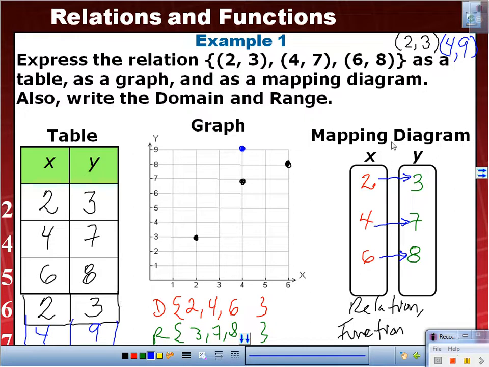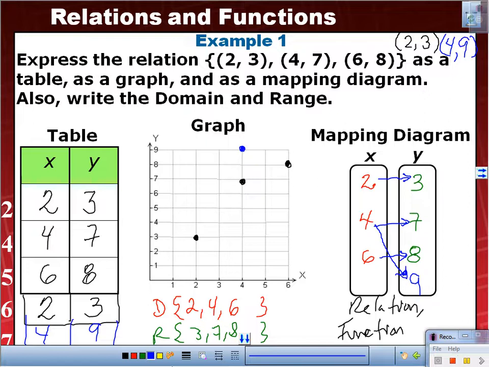So let me put it on my mapping diagram. Do I have a 4 already? Yes. Do I have a 9 already? No, so I write it in here. So let me do the mapping one more time to make sure I got all the numbers. 2 to 3, 4 to 7, 6 to 8, 2 to 3, 4 to 9.